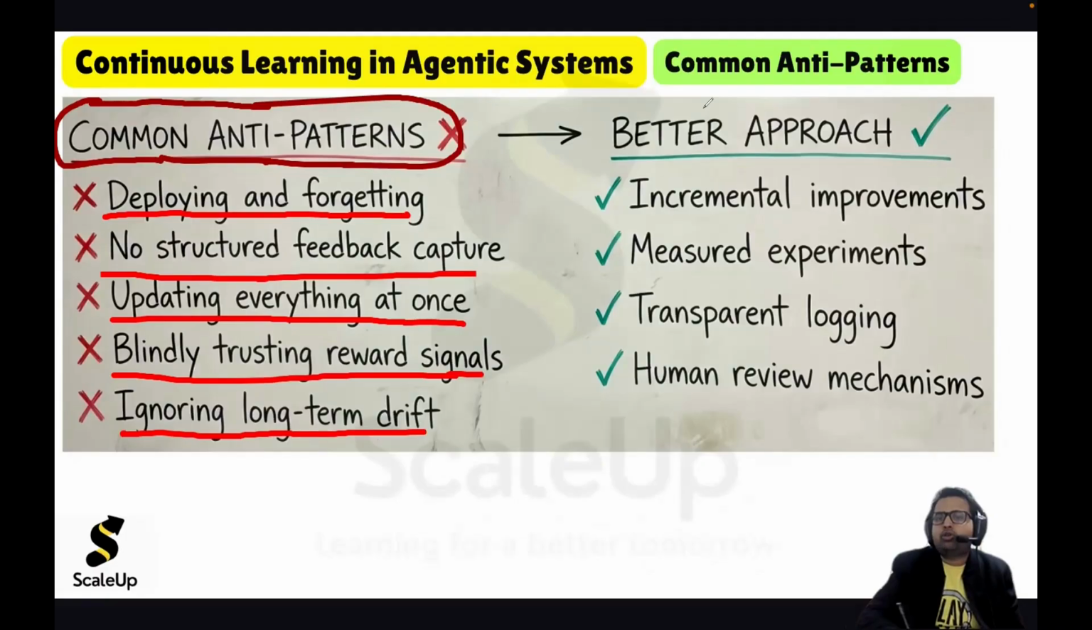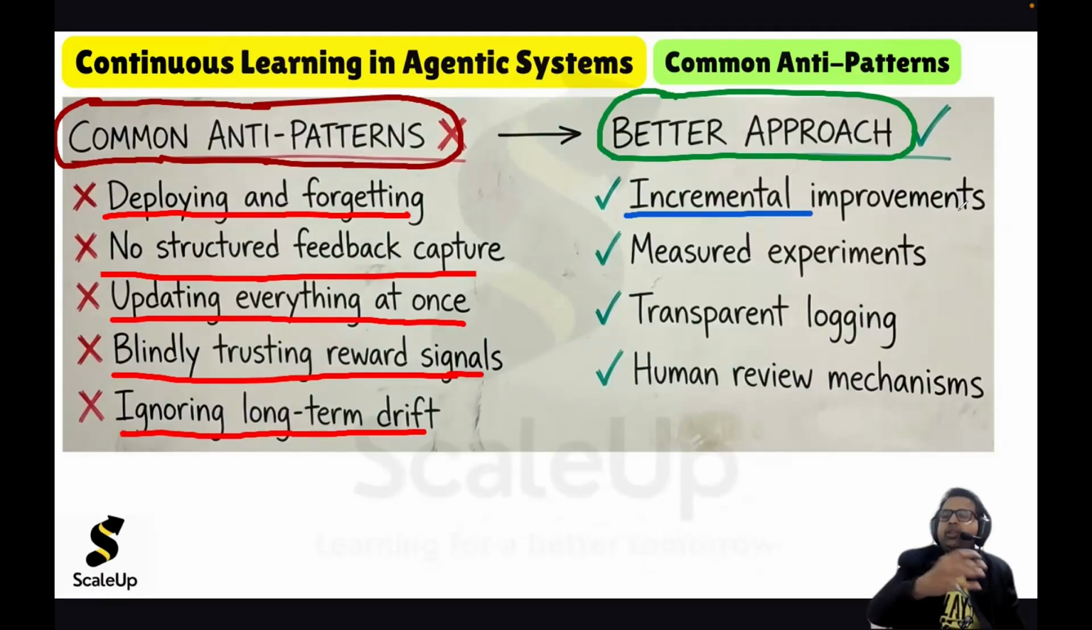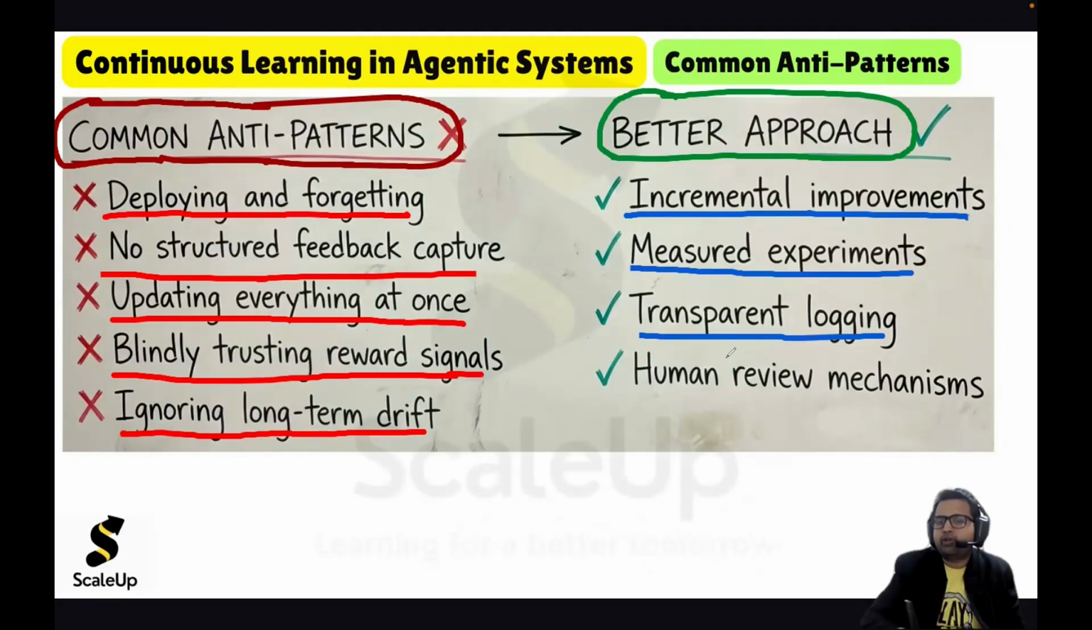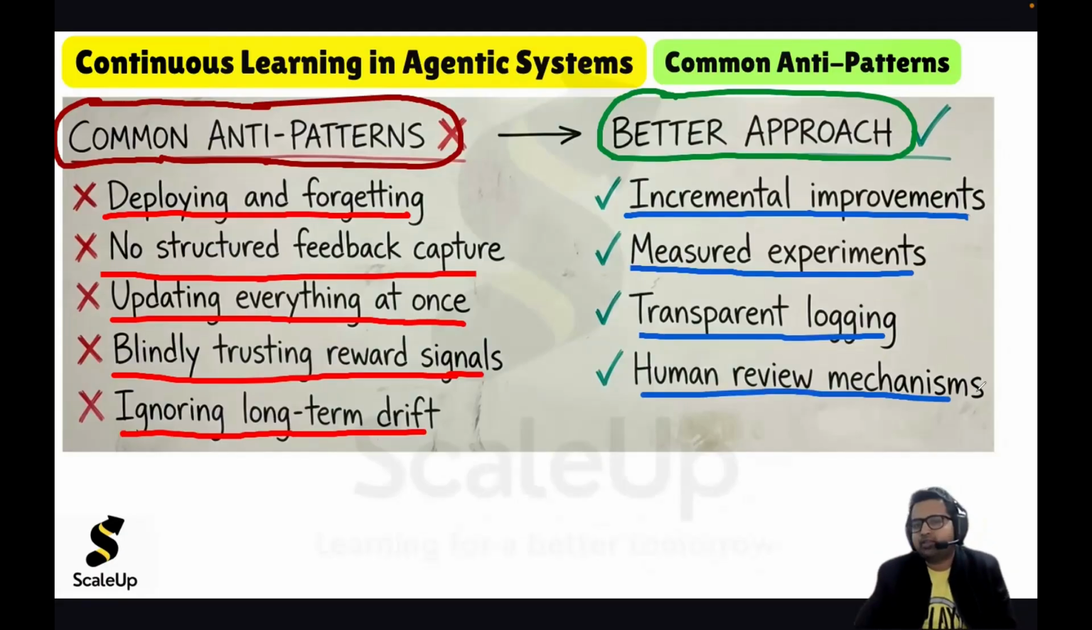So rather, we should go for a better approach. Rather than updating everything at once, we should focus on incremental improvements. In the previous slide, we saw that loop, which is an incremental improvement. Measured experiments, transparent logging, human review mechanisms. We should have all this in place. So continuous learning in agentic systems involves incremental improvements, measured experiments, transparent logging, and human review mechanisms.